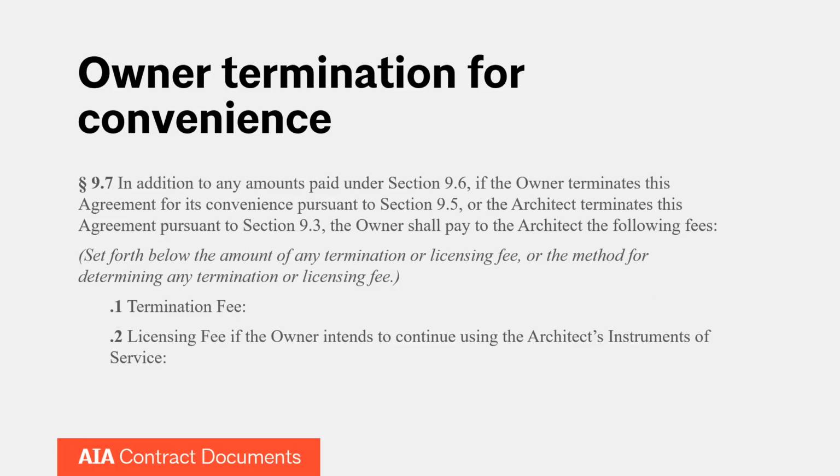And then under section 9.7, the parties can agree to a termination fee, which can be just any amount or method for determining the termination fee, and then a licensing fee. So a licensing fee would come into play if the owner has terminated the architect, but intends to continue to use that architect's instruments of service in the completion of the work. The architect essentially licenses the intellectual property rights to those instruments of service to the owner for the remainder of the project. And that's set forth in section 9.7.